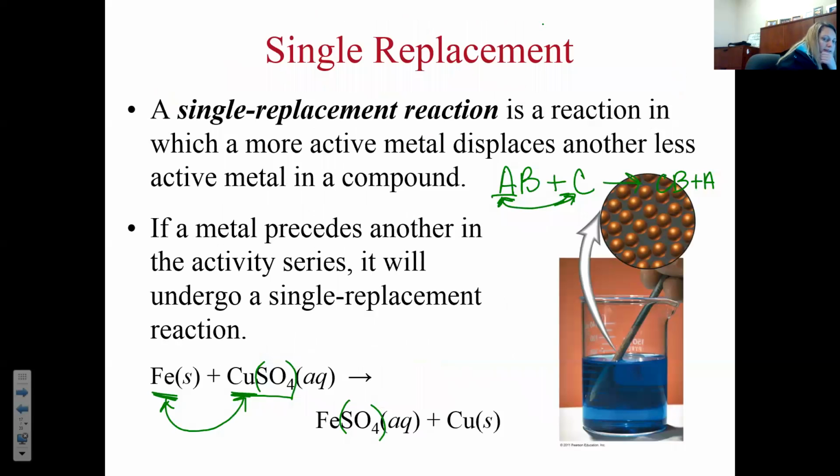In the case of this, Fe is stronger and it can do what it wants. It can come and bump out Cu and take its place. When it does, we end up with FeSO4 plus Cu. So just a single replacement occurred, and it was because this Fe was stronger.